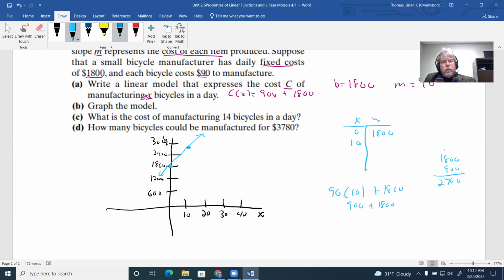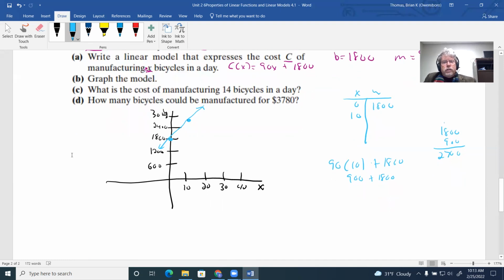But to get a more accurate answer, I'm just going to solve this algebraically. Since we're given the number of bikes, we can multiply 90 times 14 and add the 1,800 in, and that's going to allow us to determine the total cost. In other words, the cost when 14 bikes are made is going to equal 90 times 14 plus 1,800. So 90 times 14, again, you can do this on a calculator. I'm going to try to do this by hand. We'll see what kind of trouble I'll get into.